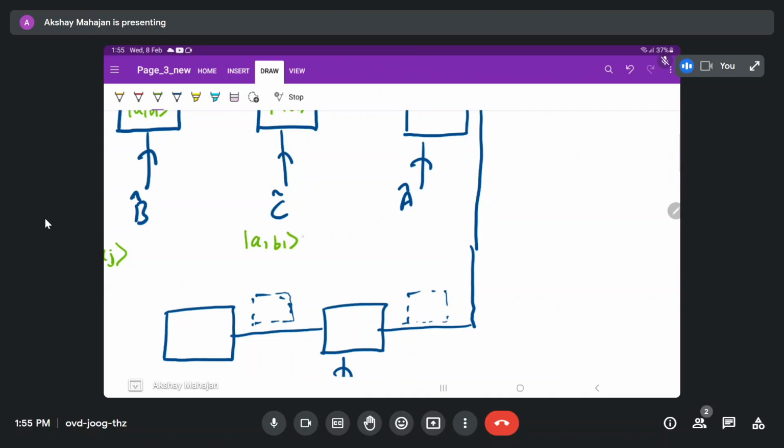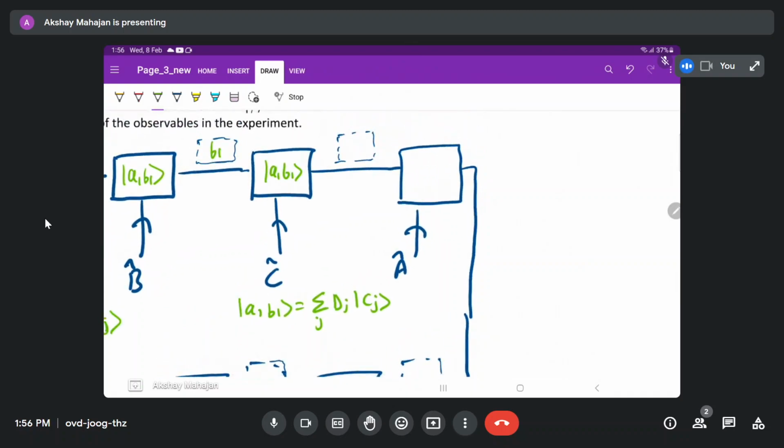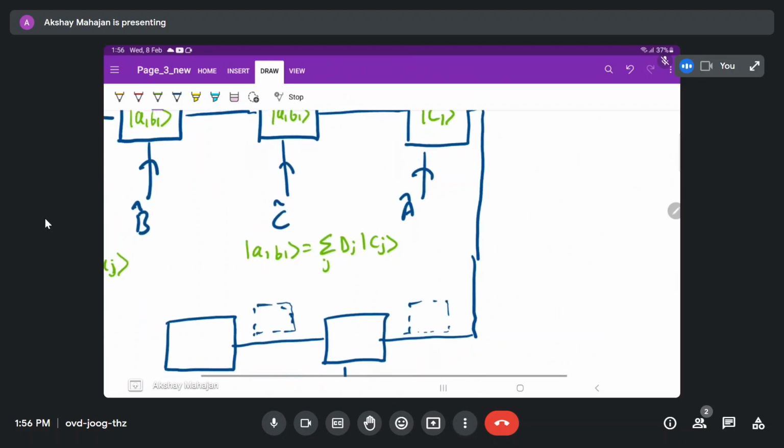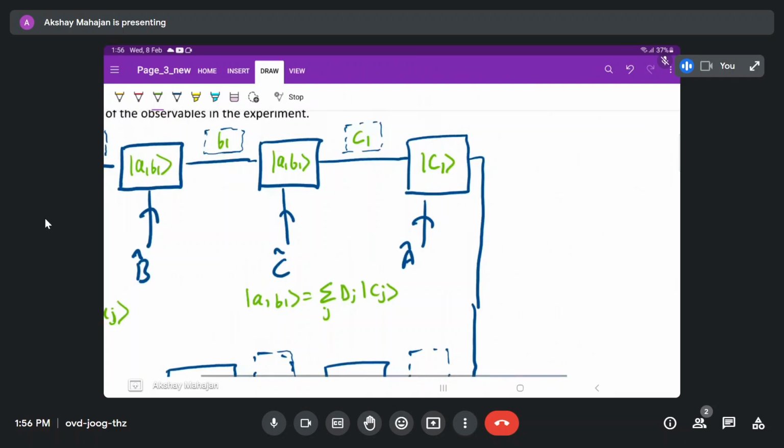So A1, B1 could be written as a summation over j of d_j kets of C_j. So what will happen is that our eigenvector A1, B1 will now collapse to one of the eigenvectors of operator C. Let's say we get the eigenvalue C1, and now our system is in ket C1. Now again we will apply operator A.